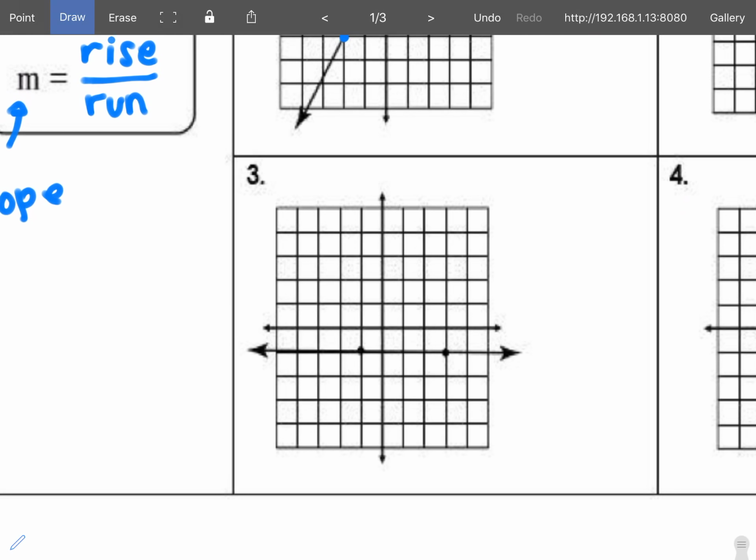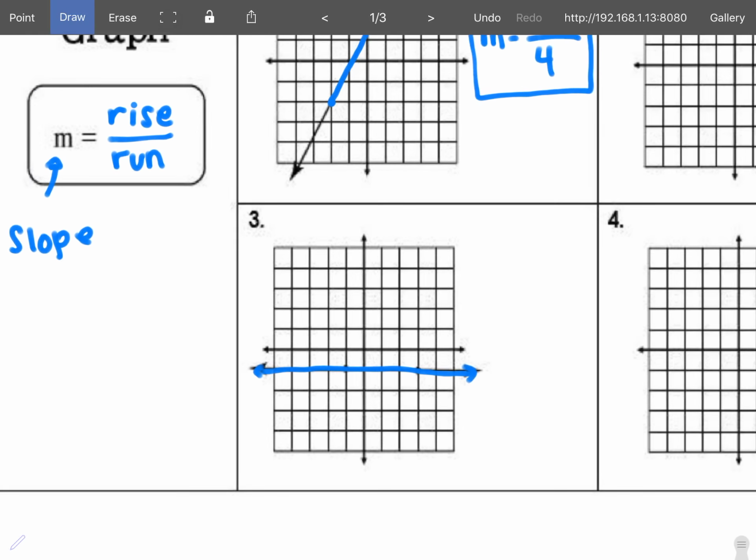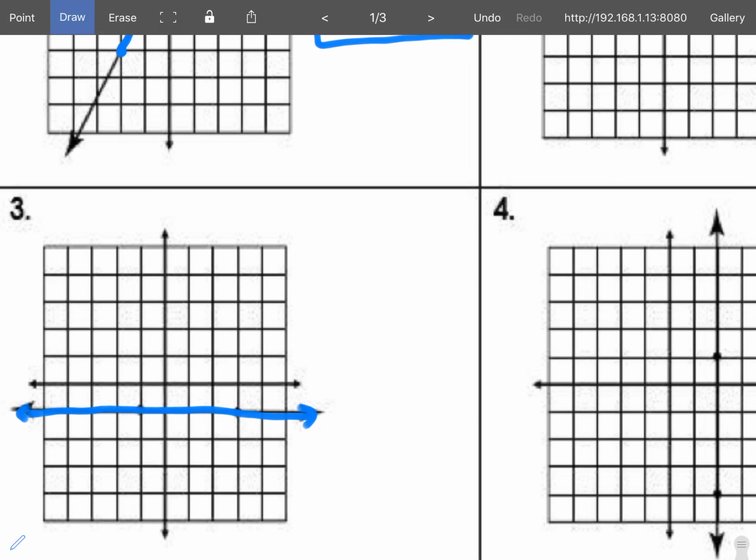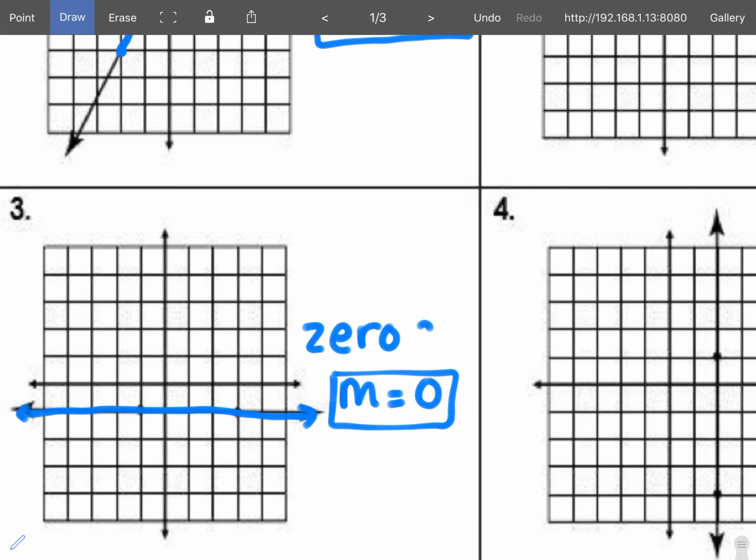Okay, let's try number 3. Now look at this. This is the line. What does it tell us up here? What kind of slope is that? It's 0, isn't it? This one right here. So let's write 0 slope. That's all we have to write for that. That's easy. Cool, done with that. You can also write it like this. 0 looks like that, right? M equals 0. So this has a 0 slope.